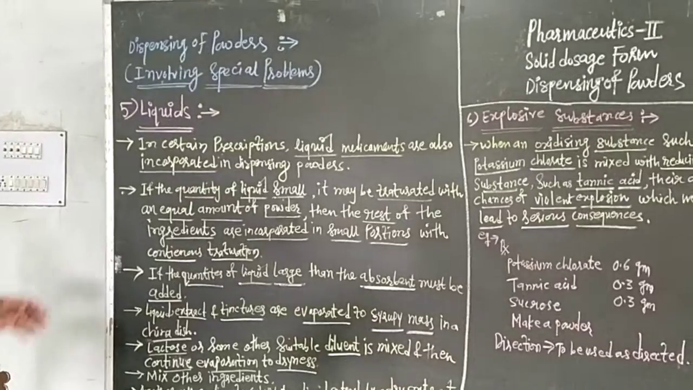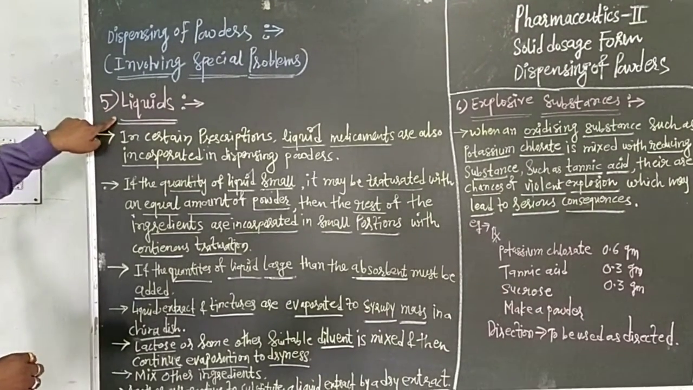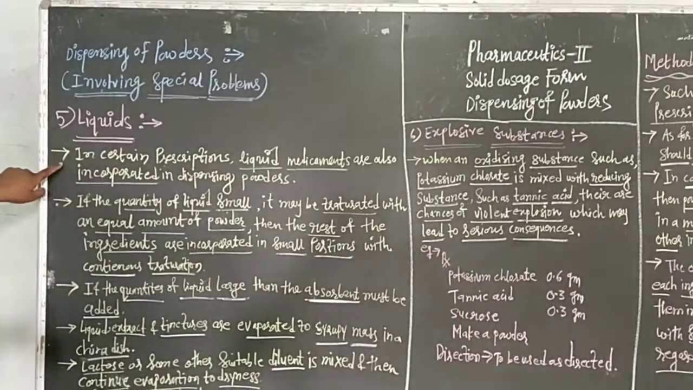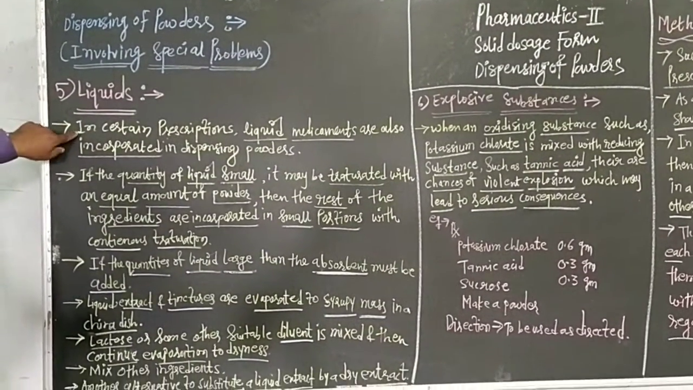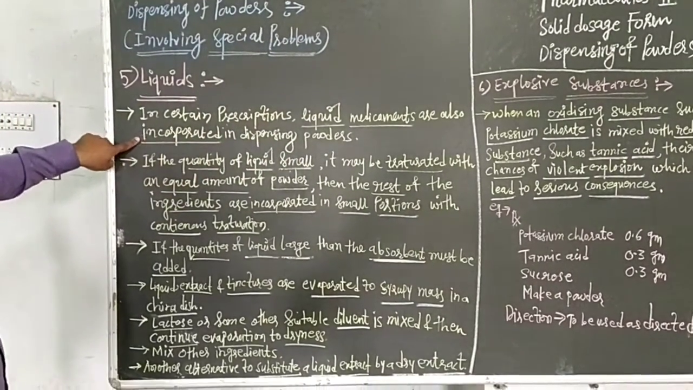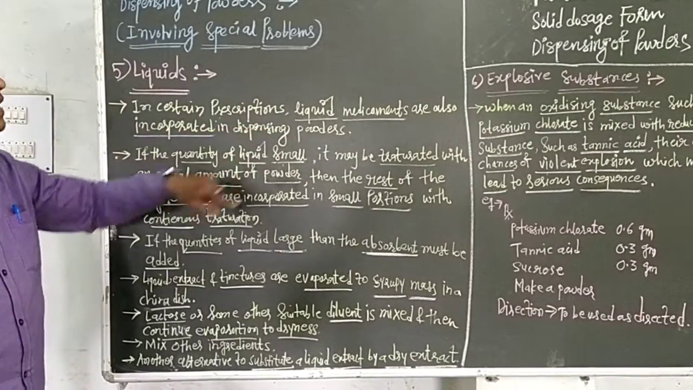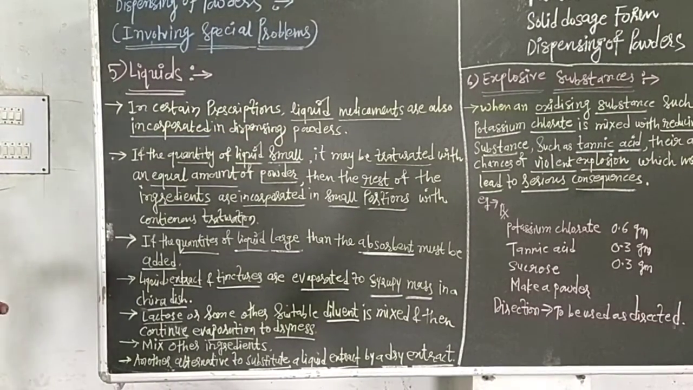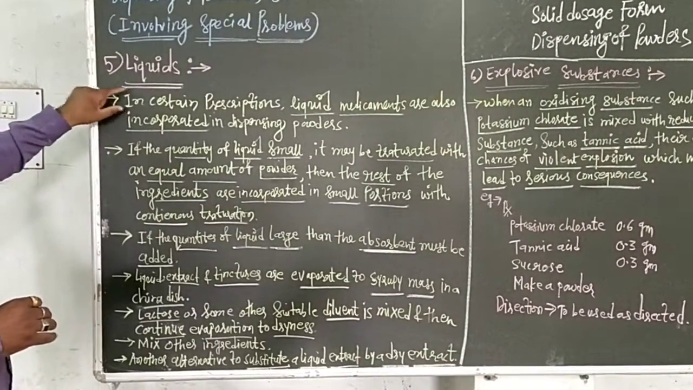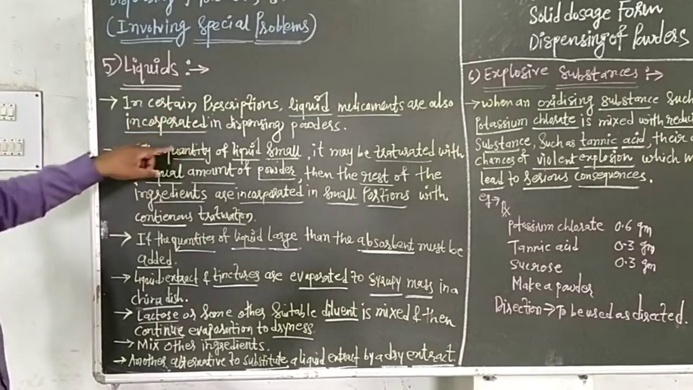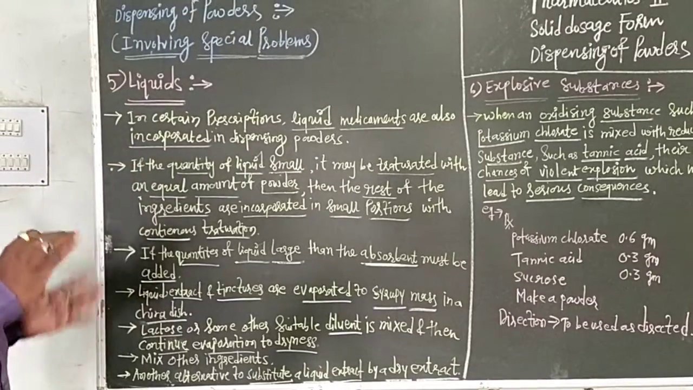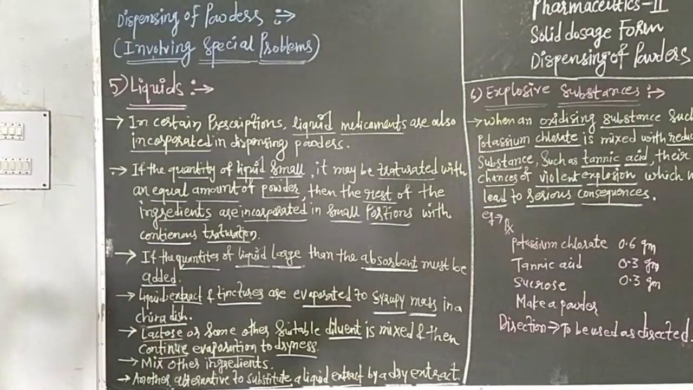In this lecture we will see the fifth problem, that is the presence of liquid in powder. For example, in certain prescriptions, liquid medicaments are also incorporated in dispensing powders. This means that in the prescription, liquid ingredients are present along with the powder.